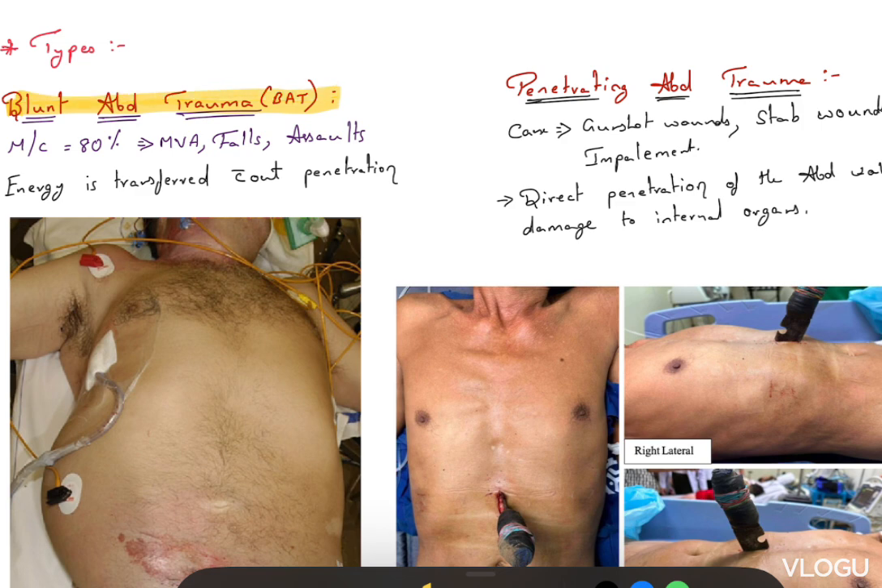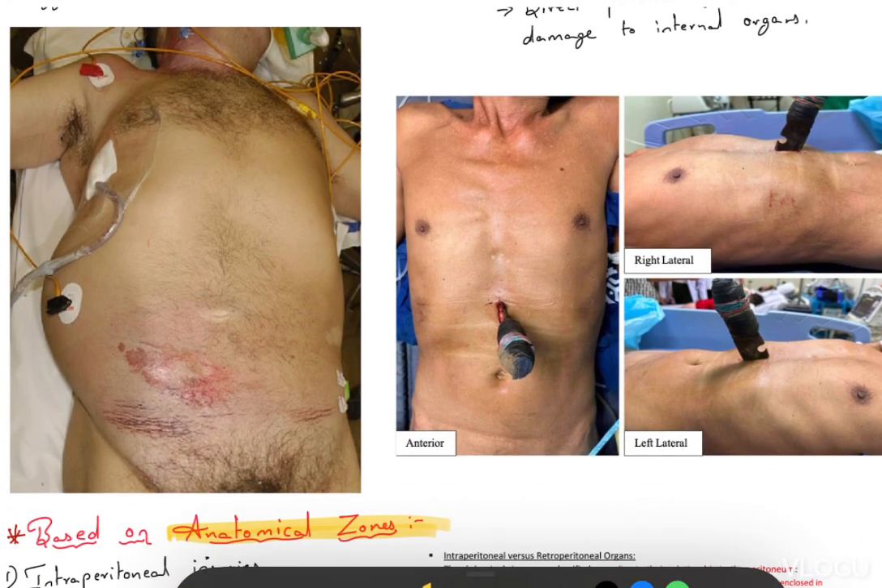So first of all, you can see blunt trauma. Blunt abdominal trauma is the most common trauma worldwide. Examples are most commonly, about 80%, motor vehicle accidents, falls, and assaults. Energy is transferred without penetration, and that is what we call blunt trauma. Mostly we see it with road traffic accidents, falls, crush injuries, and assault. You can see in this picture, the patient got blunt trauma.